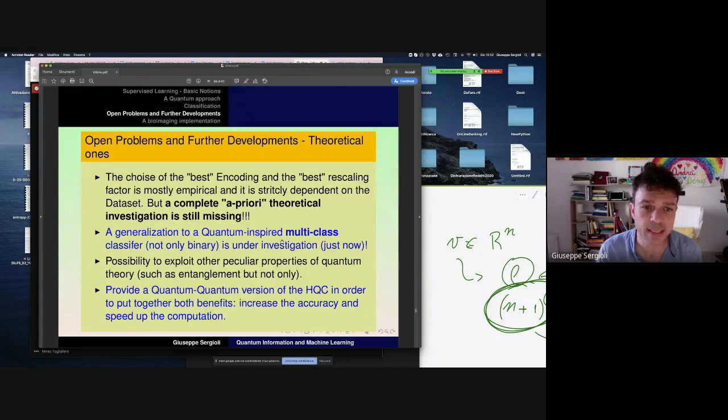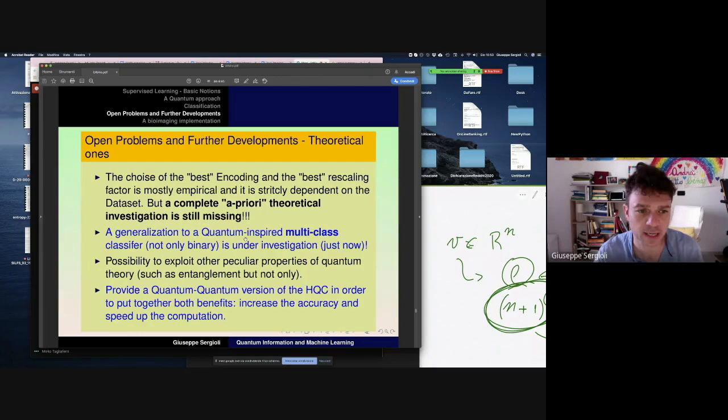The other point that we are focusing on now in our investigation is how to generalize this quantum-inspired classifier that, as we have seen, is only binary. Sorry if I didn't stress it, our classifier is based on positive and negative eigenvalues. So, by its structure, it is binary. It cannot be extended to any classification. It is an important thing, but we already have important results on this basis in order to not extend it, but just find a new quantum-inspired multi-class classifier.